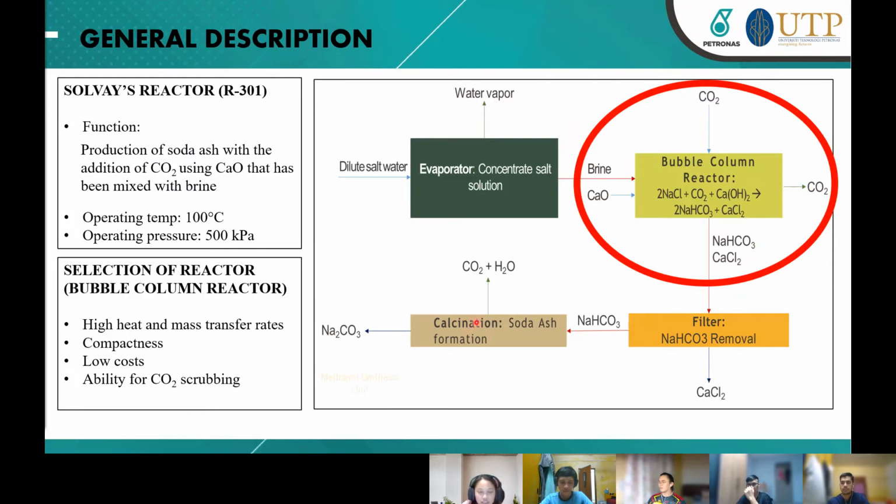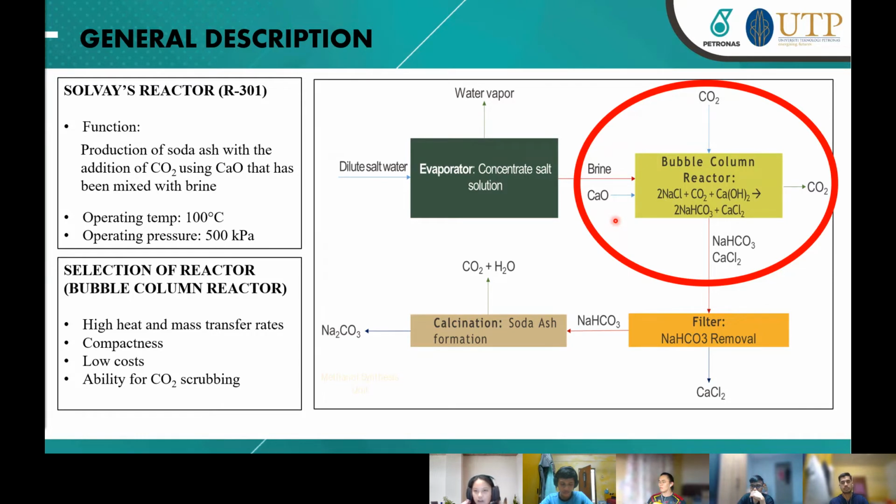Starting with the general description of this reactor, the main function for this reactor is to produce soda ash by scrubbing carbon dioxide with calcium oxide that has been mixed with brine. This reactor will operate at temperature 100 degrees Celsius and pressure 500 kilopascal.